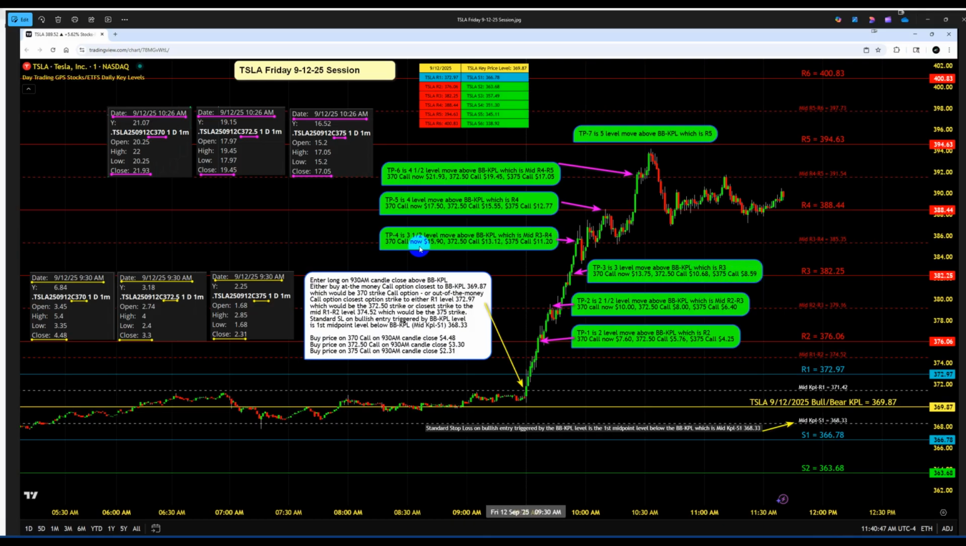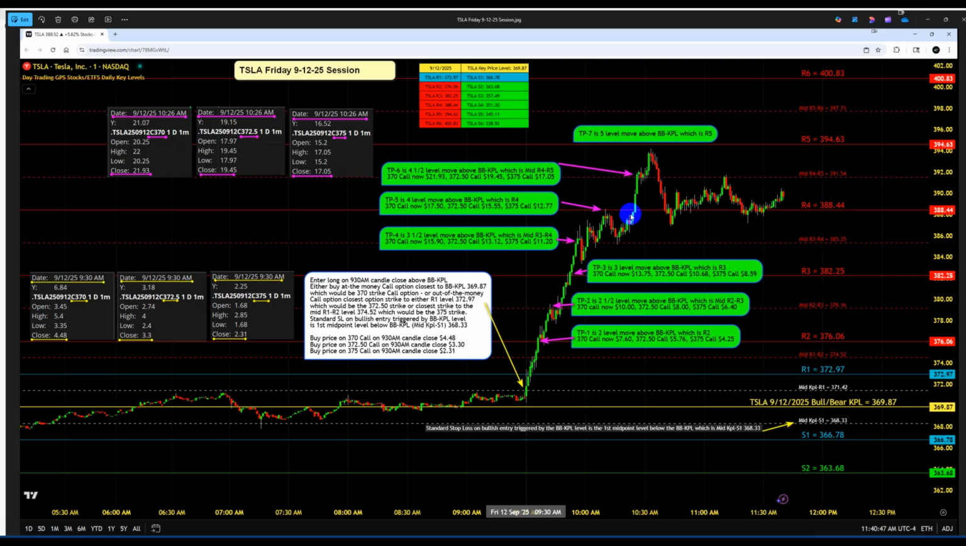The next level move up here is TP4 at mid R3, R4. That's a 3.5 level move above the BBKPL. The 370 call is now $15.90. The 372.50 call is now $13.12 on that candle close. And the 375 call on the candle close is $11.20.